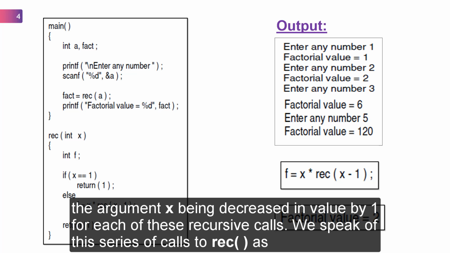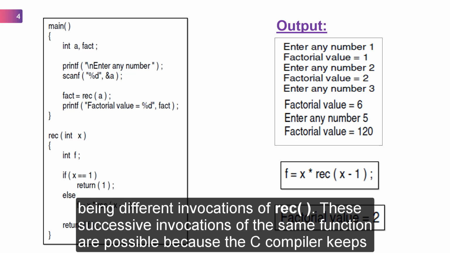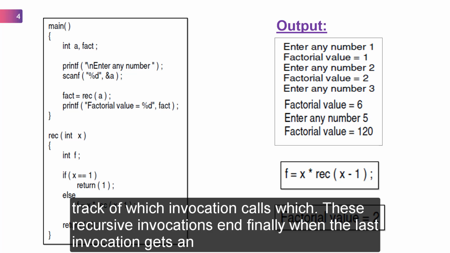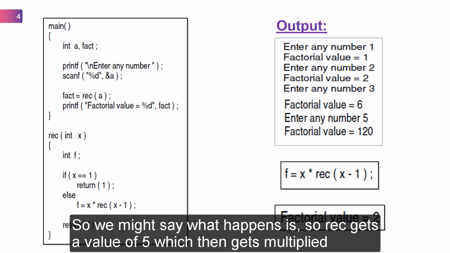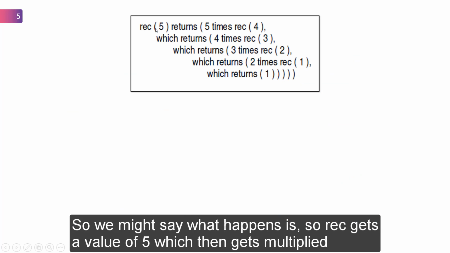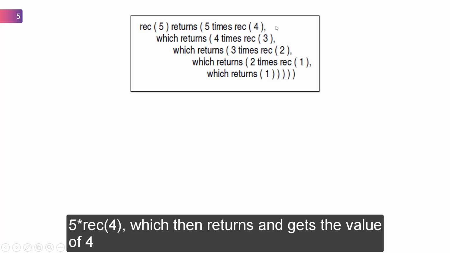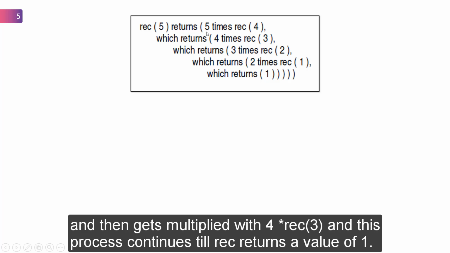We speak of the series of calls of rec as being different invocations of rec. These successive invocations of the same function are possible because the C compiler keeps track of which invocation calls which. These recursive invocations end finally when the last invocation gets an argument value of 1, which the preceding invocation of rec uses to calculate its own f value, and so on up the ladder. So we might say what happens is, rec gets a value of 5, which then multiplies 5 into rec of 4, which then returns and gets the value of 4, and then gets multiplied with 4 into rec of 3, and this process continues till we return a value of 1.